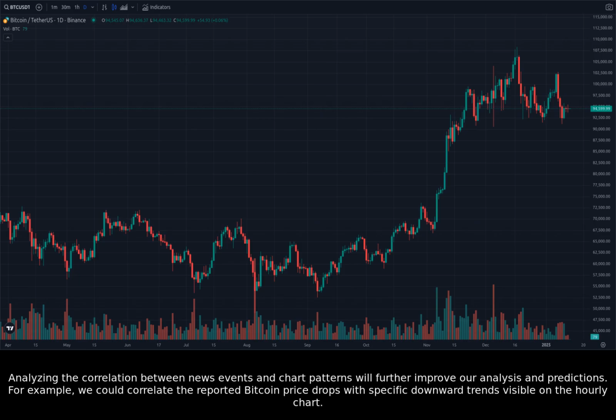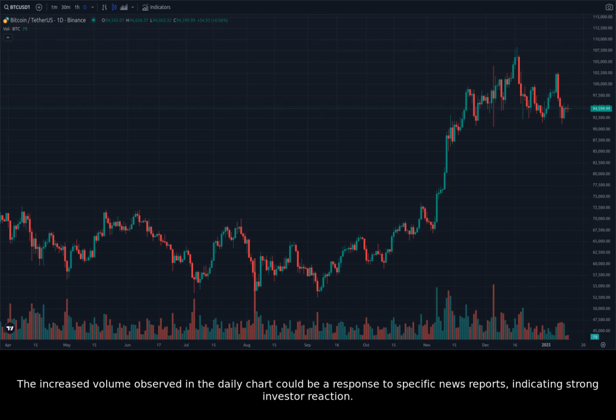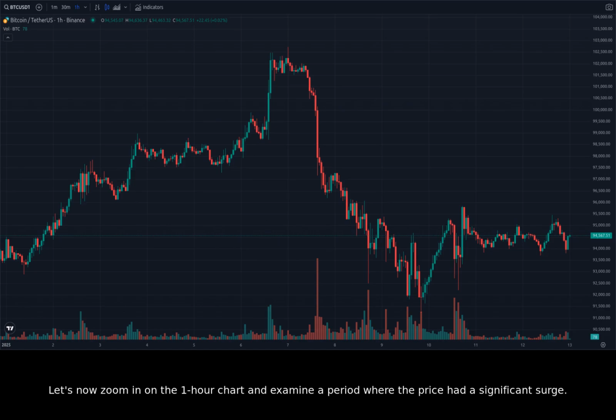For example, we could correlate the reported Bitcoin price drops with specific downward trends visible on the hourly chart. The increased volume observed in the daily chart could be a response to specific news reports, indicating strong investor reaction. Let's now zoom in on the 1-hour chart and examine a period where the price had a significant surge.